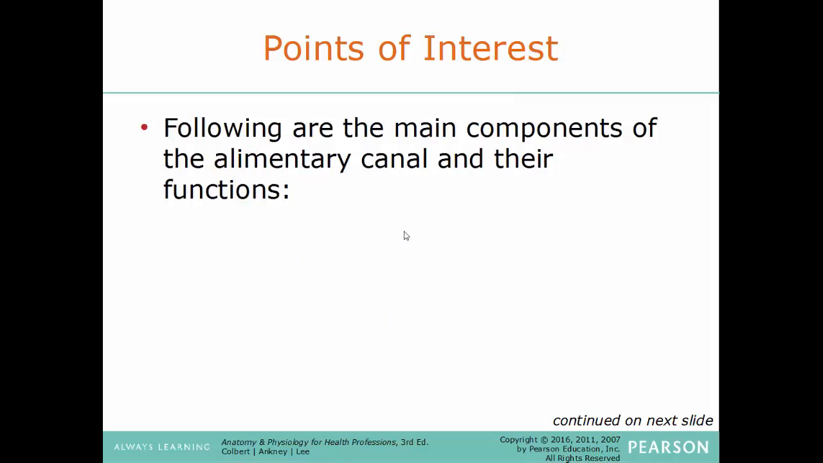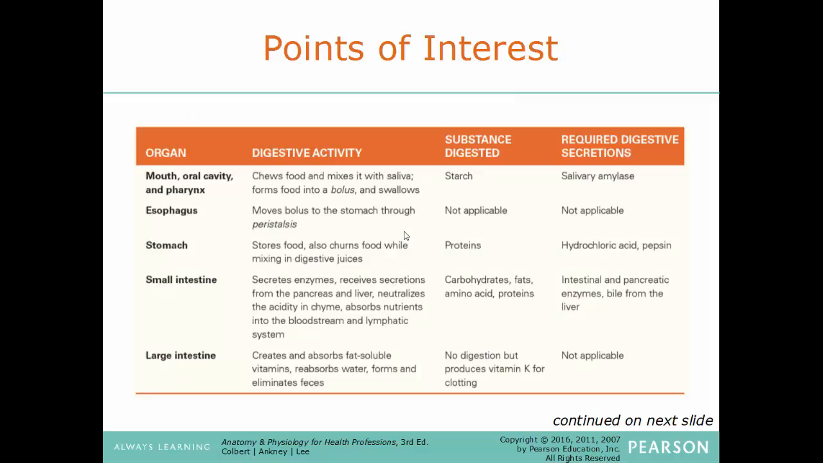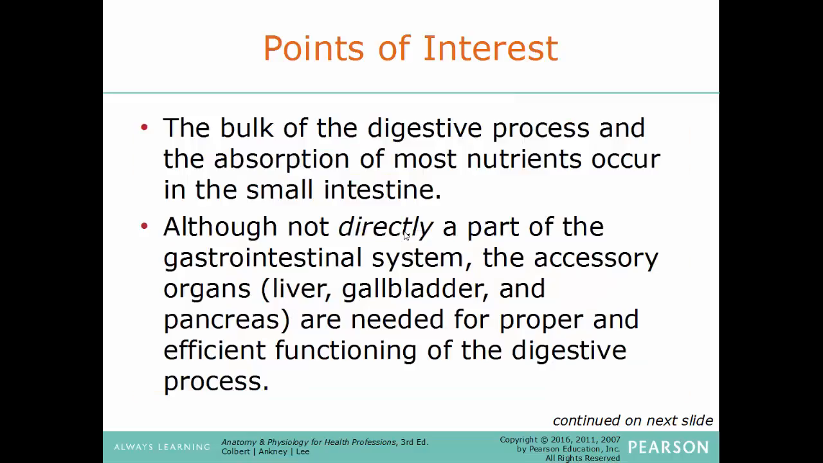The following are the main components of the alimentary canal and their functions. This is a list of all the structures that we talked about, their digestive activity, the substance that is digested, anything that is required beyond that. Good summary of the stuff that we've talked about in this video. The bulk of the digestive process and the absorption of most nutrients occurs in the small intestine, the most key component of the entire system.